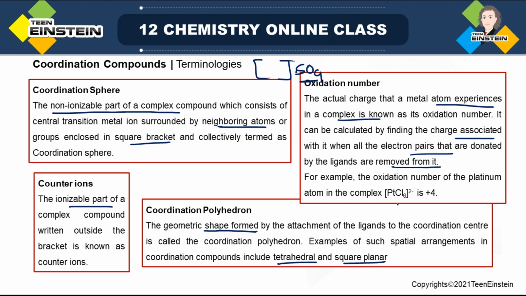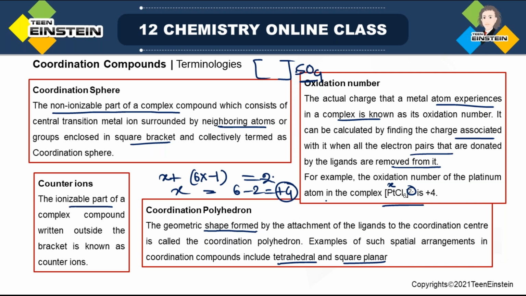So for example, suppose you have PtCl6 2-. Here you have to find out the oxidation number of Pt. How will you do it? Suppose it is X. So X plus 6 into -1, because we have total 6 Cl minus. Overall charge is 2-. So this type of equation you have to write first, then X you can easily find out. So it will be 6 minus 2, plus 4. So plus 4 is the oxidation state of platinum.